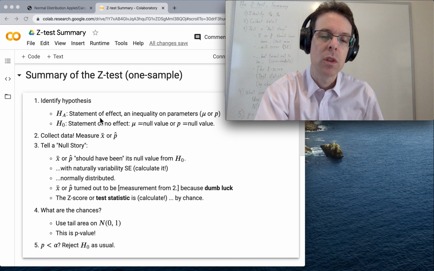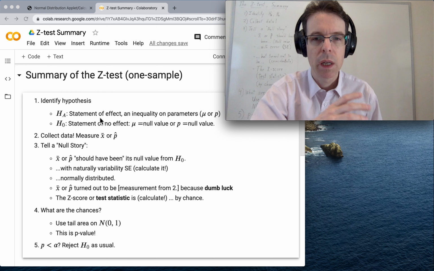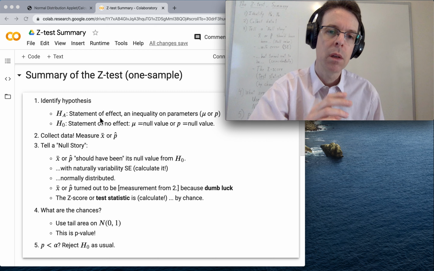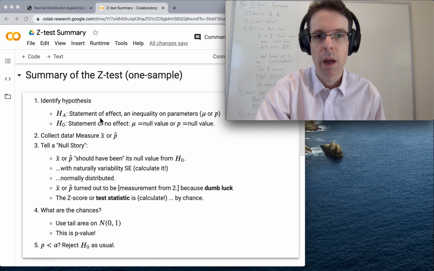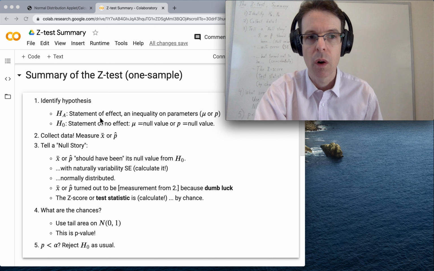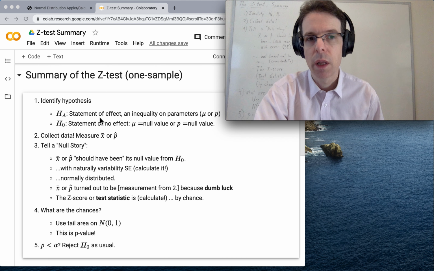The alternative hypothesis should be a statement of effect. It's usually phrased as an inequality. More often than not, we say that a mean or a proportion is greater than some fixed value, but sometimes we say it's merely different from some fixed value. And I would remind you that that's the difference between a one-sided and a two-sided hypothesis. The null hypothesis is a statement of no effect. It typically states that a mean or a proportion is equal to some fixed value, which we call the null value. After we clarify what our hypotheses are, then we need to collect some data.